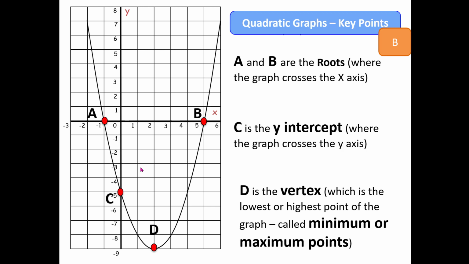A and B are the roots, C is the y-intercept, and D is the point which we call the minimum point on this graph. As you can see, it's the lowest value on this graph. And moving on. And it says B there because this is a former grade B topic, but this is grade 5.